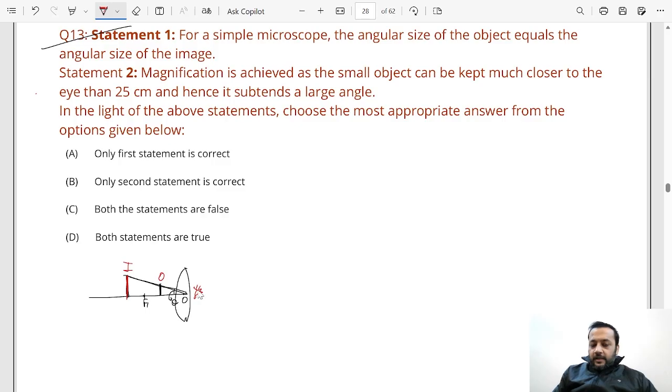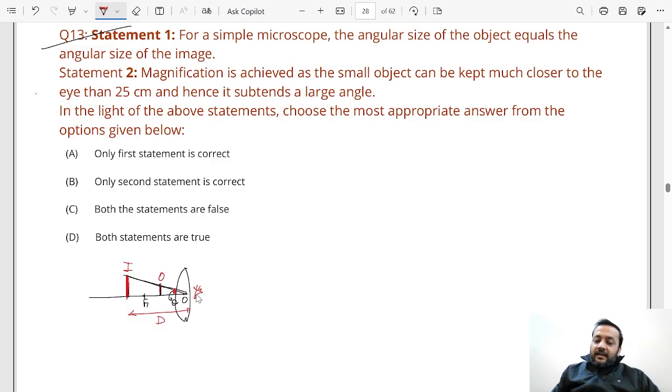Okay, now see what happens is that if you're looking at this image, this image should be beyond the least distance of distinct vision. That means this distance should be more than d, then only the image will be clearly visible to you. Because if you bring it less than d, then this image will not be visible to you. But to get the image here, we can still keep the object closer to the lens, which means this theta will increase. If you bring this object closer to the lens, you can see that this theta will increase, and if this theta increases, that means angular magnification increases.